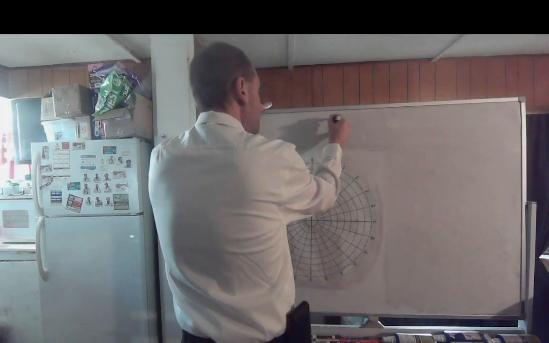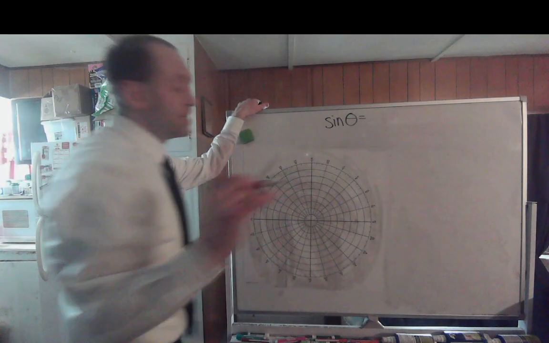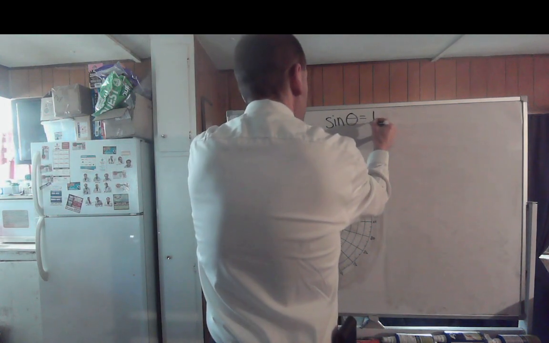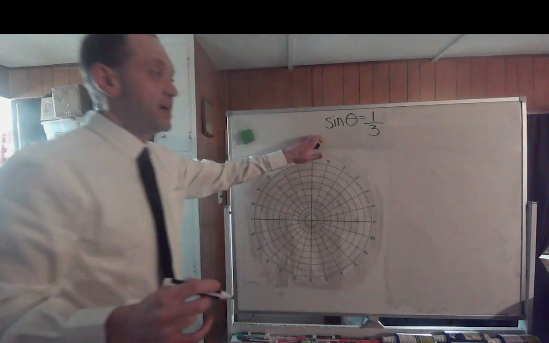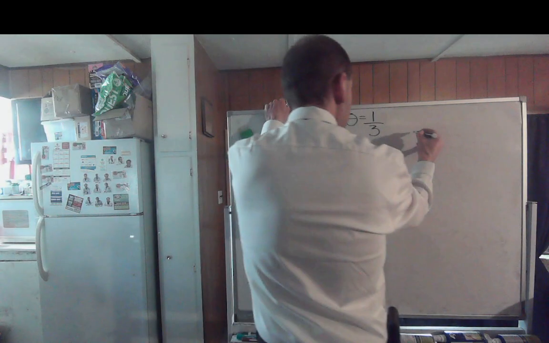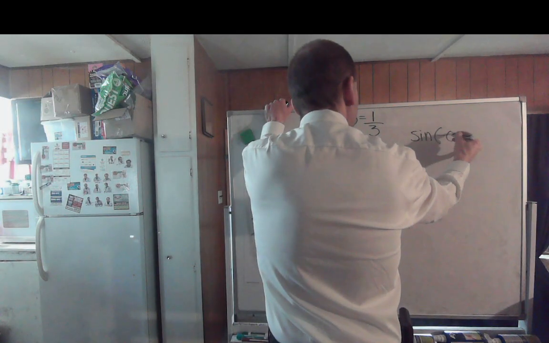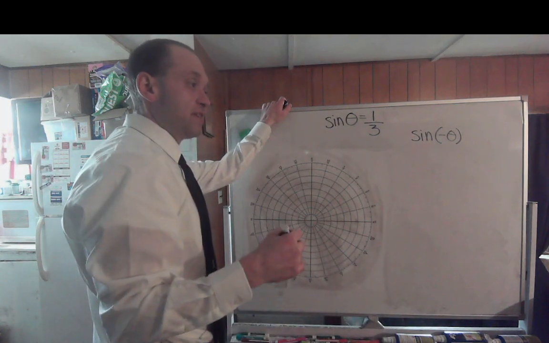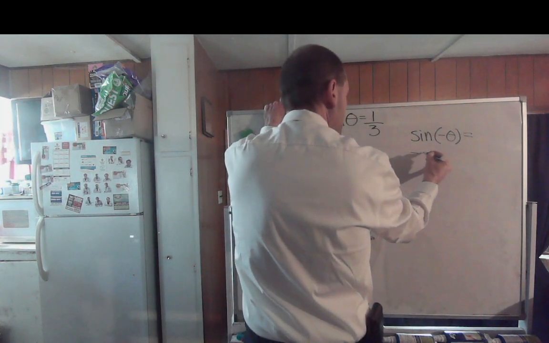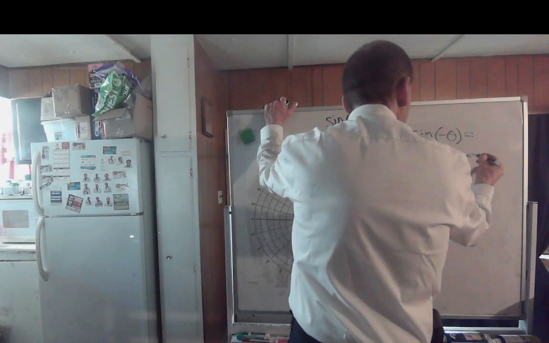So let's say the sine of an angle t. Now let's just use theta. Let's say the sine of theta equals 1/3. They want you to first find the sine of negative theta. So what is the sine of negative theta? We've determined that's an odd function, so that's going to be the exact same thing as negative of the sine of theta, which would give you negative 1/3.